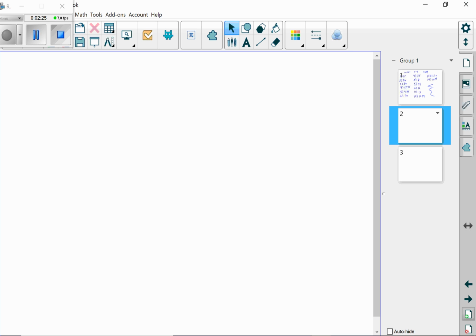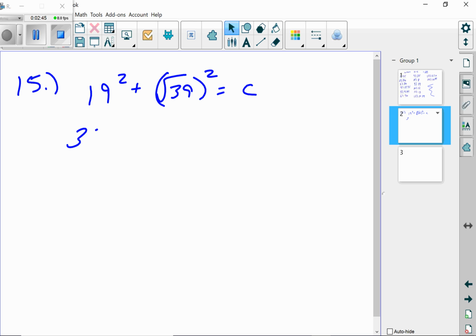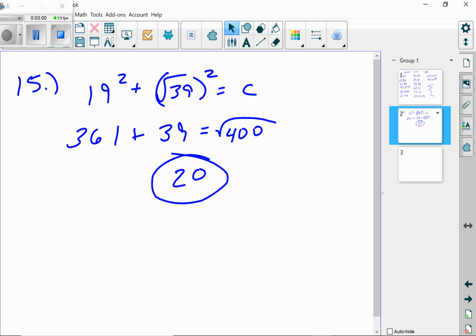Number 15, I'm going to work a couple of these out. I've got an a and a b, which means I want to add. So if I got the legs, trying to find the hypotenuse, I'm going to do 19 squared plus the square root of 39 squared. And I know this is 361. Remember, 39 is all we get in here. That looks like it's going to be exactly 400 to me. And then we square root that, so we should be getting 20. So 15 is 20, right?